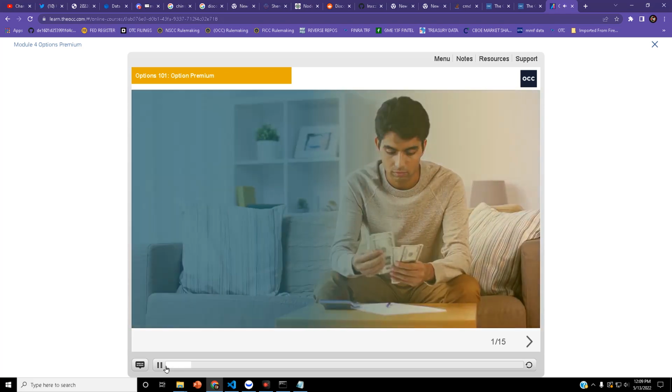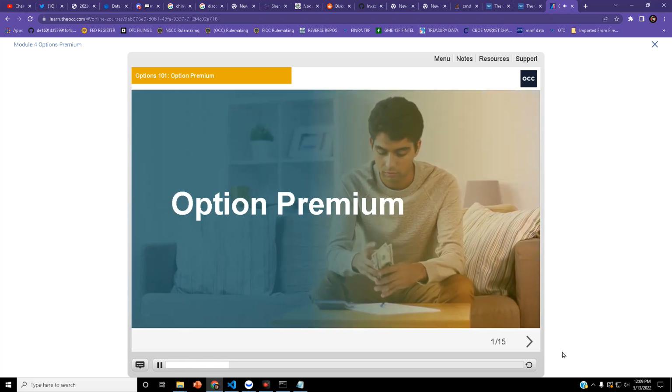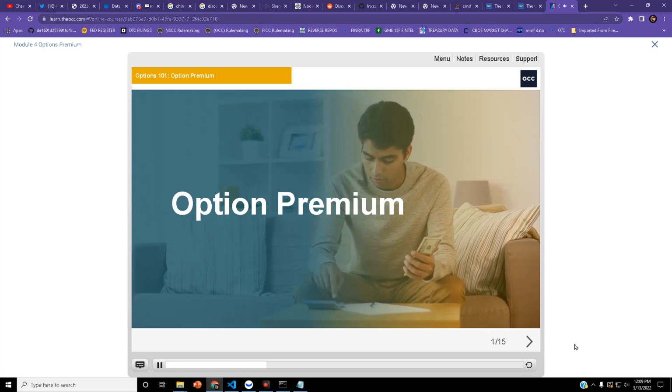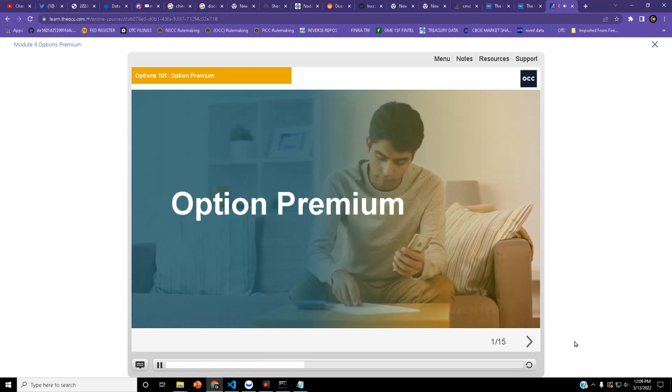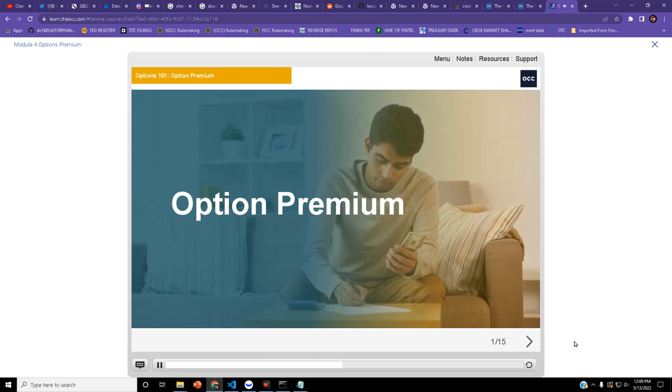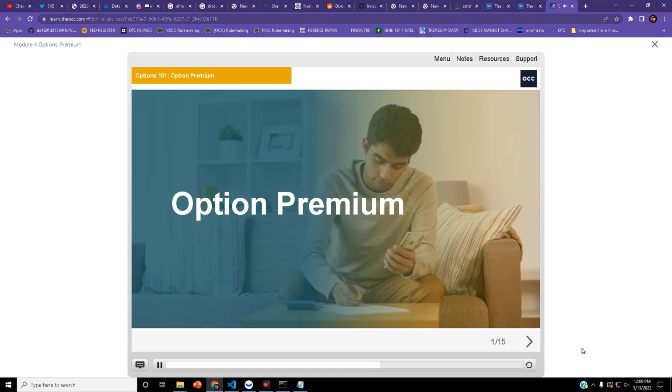Rather than paying for 100 shares of the stock or ETF upfront, equity option buyers and sellers pay or collect premiums in return for the rights and obligations we have already discussed. As the premium is simply the cost of the option contract, let's take a closer look at how options are priced and the market forces behind their value.